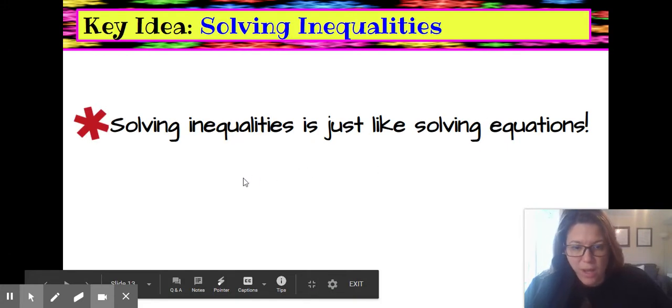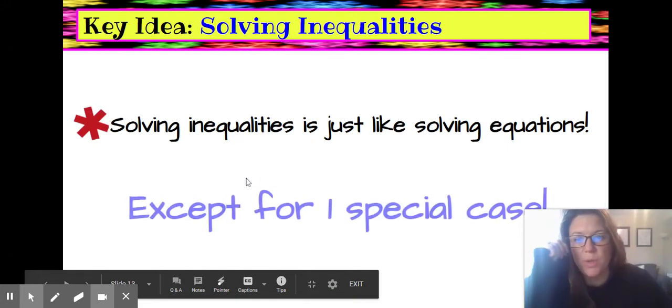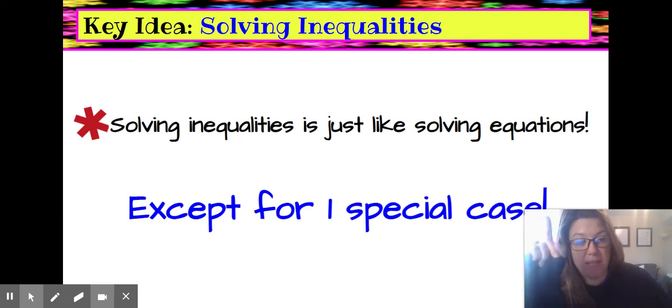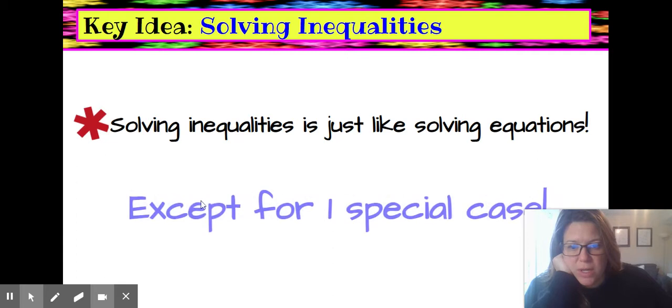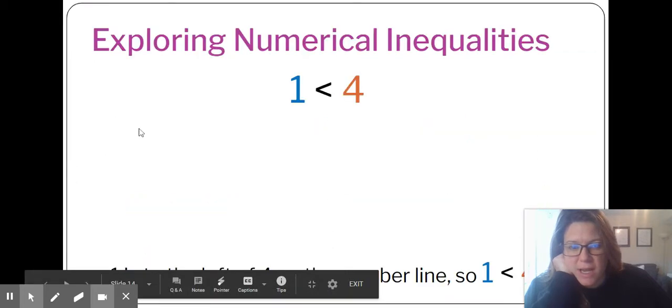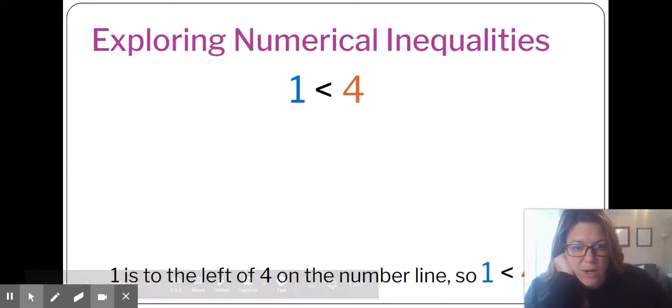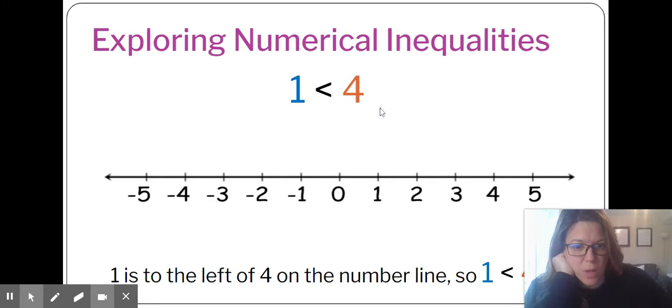All right, guys, so video 2, we're going to get into this one special case, and then we're going to solve some inequalities, all right? So this one special case, first we're going to look at if this is true. So we're going to look at a bunch of inequalities and decide, is it true? So 1 is less than 4, right?